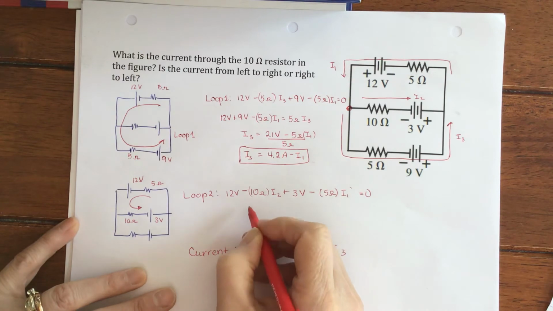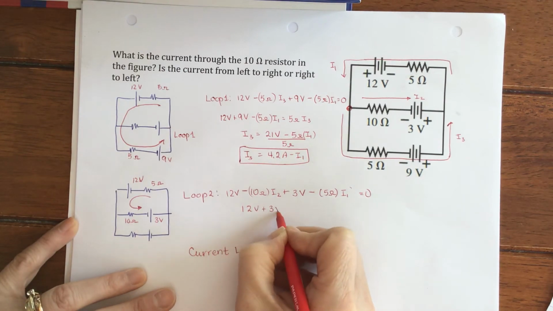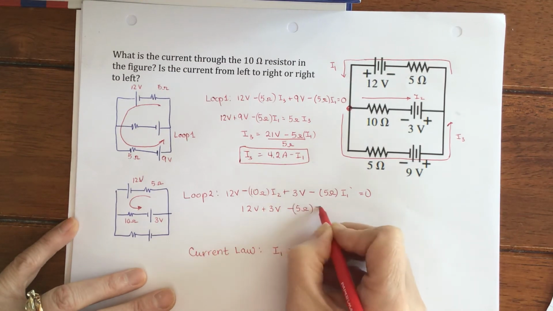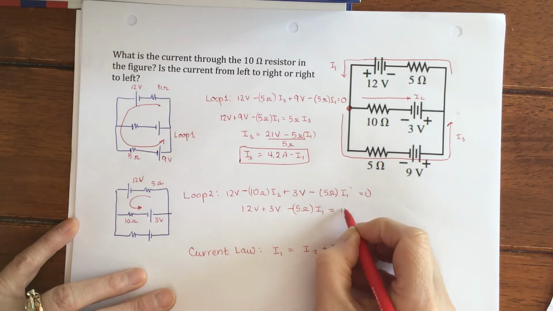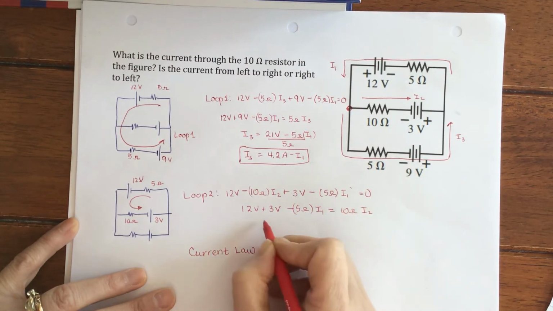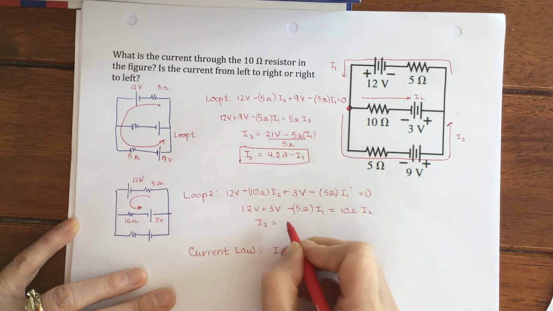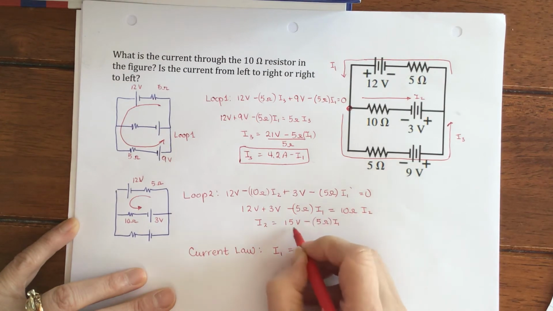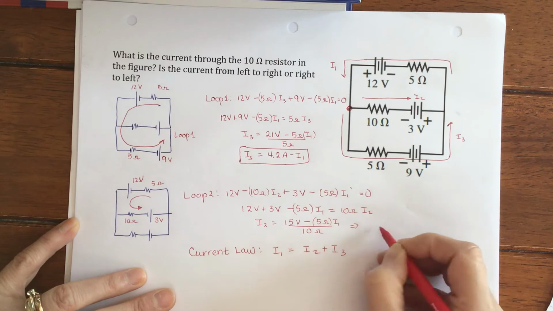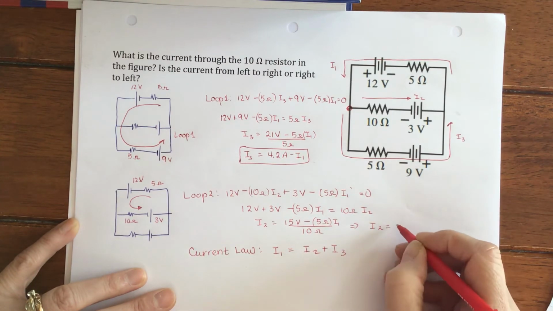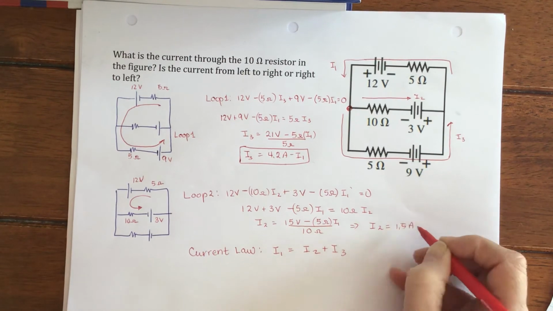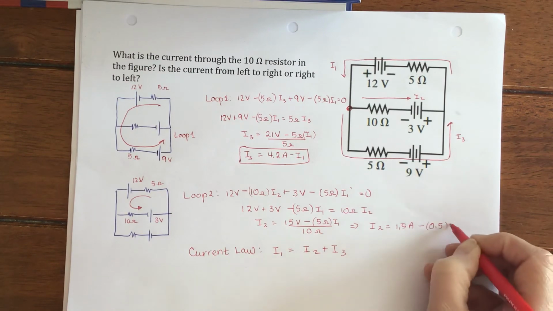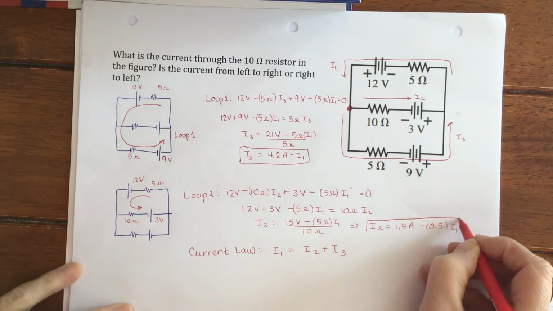In loop number 2, we have 12 volts plus 3 volts minus 5 ohms times I1 equals 10 ohms times I2. We can solve this for I2. I2 is 12 plus 3 volts, 15 volts, minus 5 ohms times I1, divided by 10 ohms, gives us an expression for I2. 15 volts over 10 ohms equals 1.5 amps, minus 5 ohms over 10 ohms equals 0.5 times I1. There's an expression for I2.